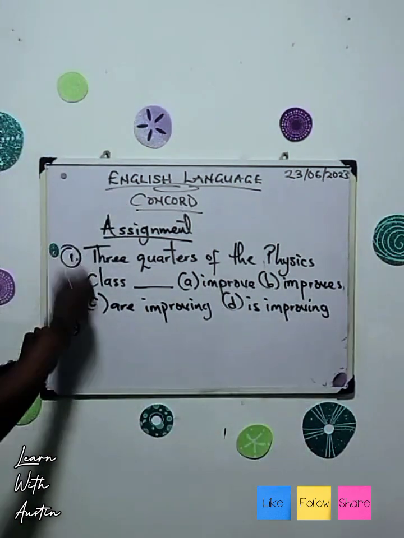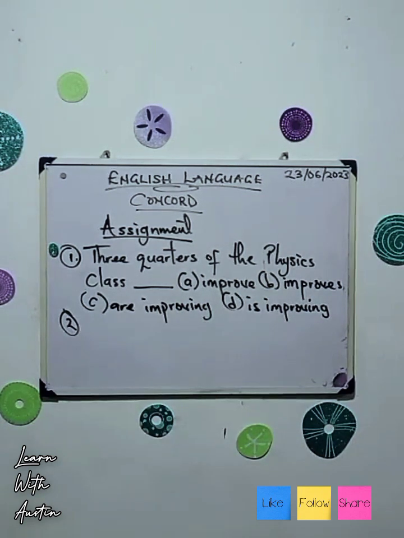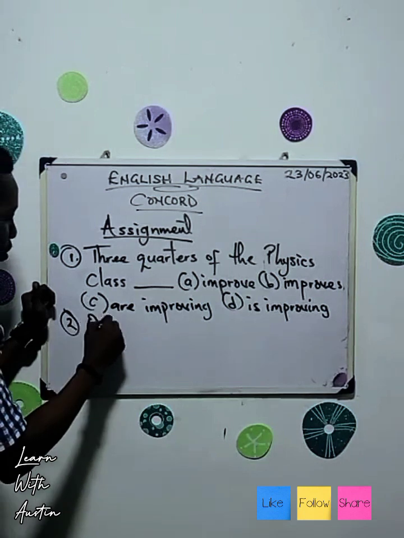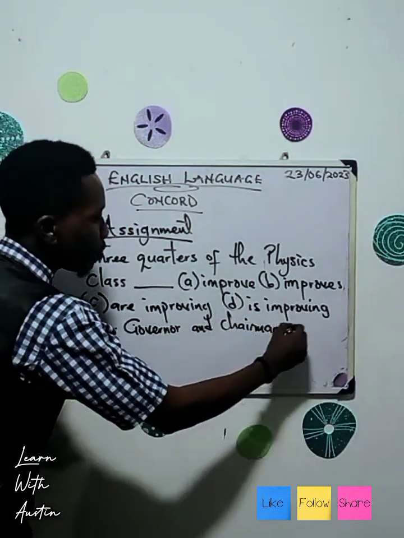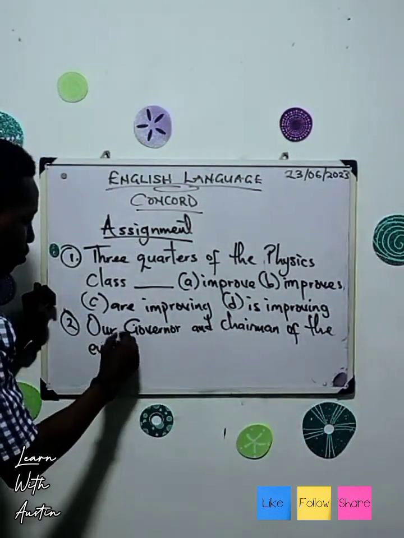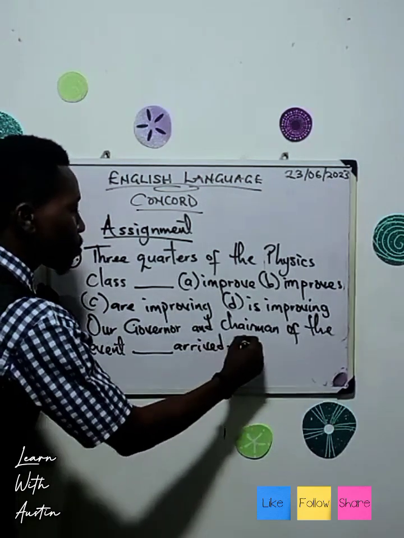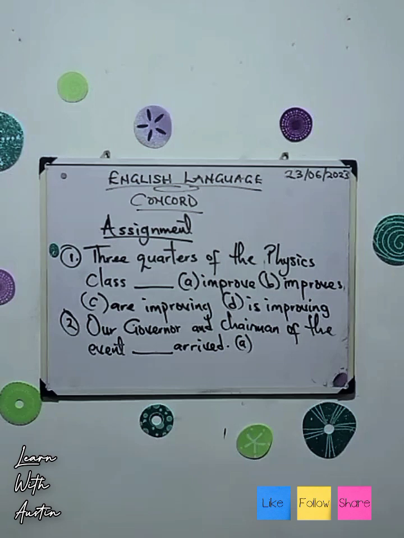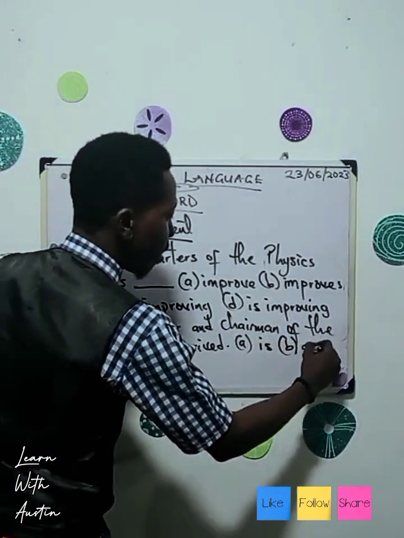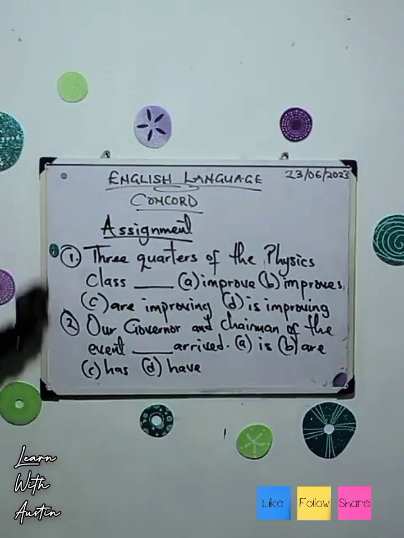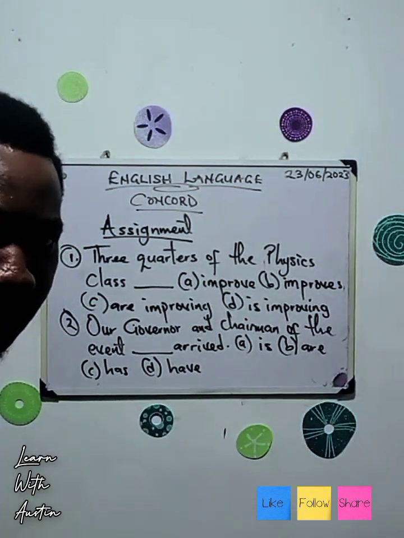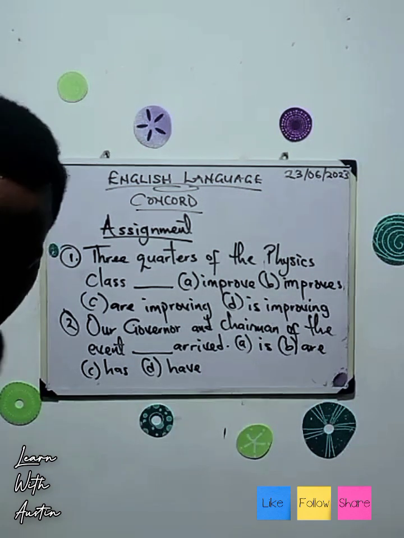Number two. Our governor and chairman of the event that arrived. Let's take this down quickly so I can write the other words. The improves. Okay, you answer. That's the second.